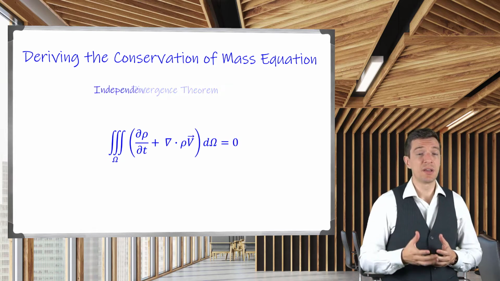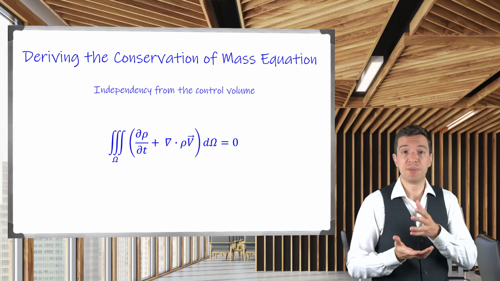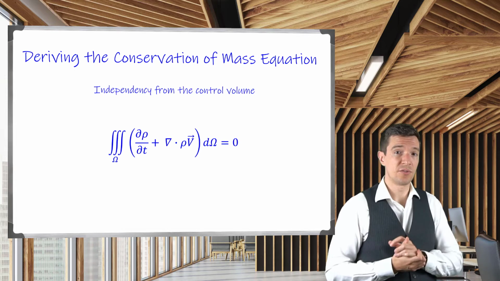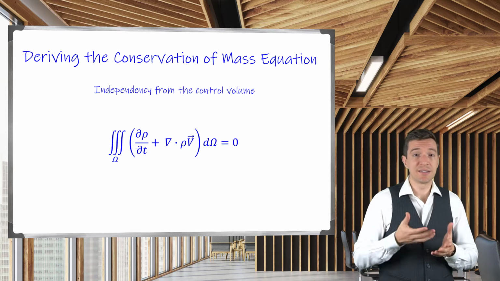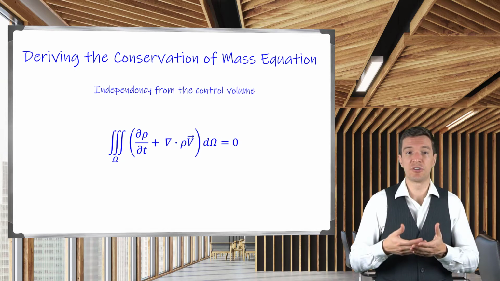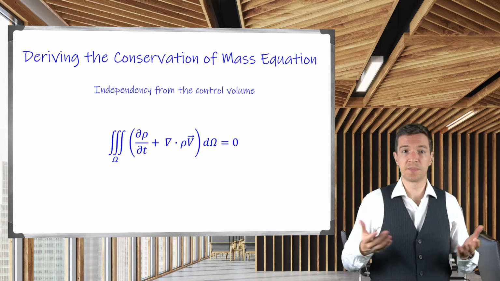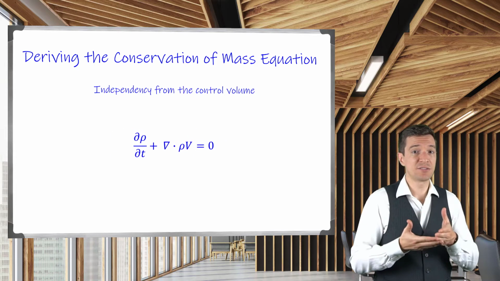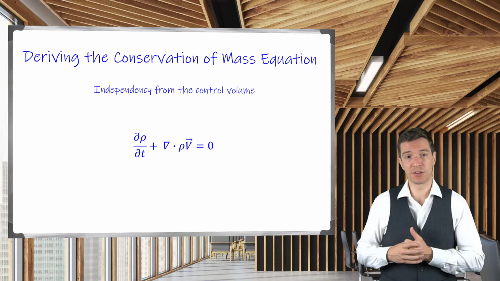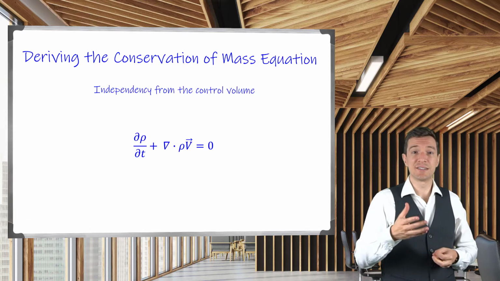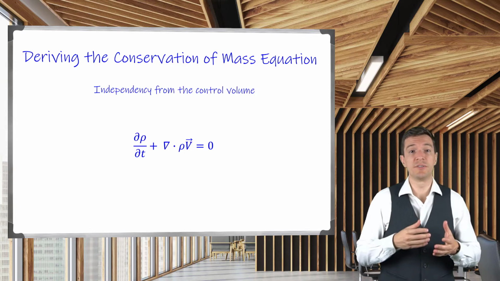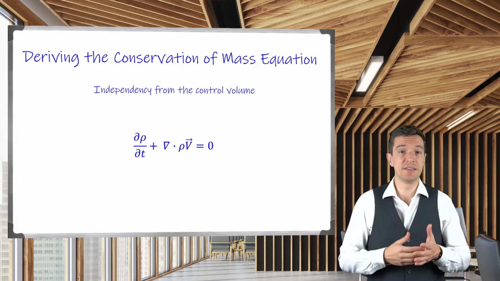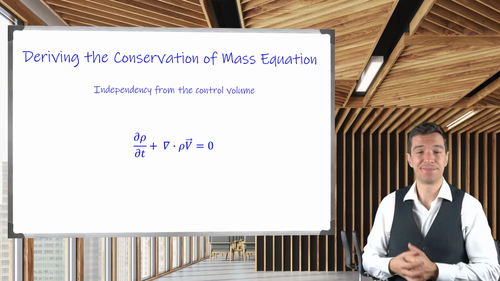The last step, we set the equation to be independent of the control volume. Since this integral is satisfied for an arbitrary volume, the integral has to be 0 to satisfy the equation. This leads to the final form of the conservation of mass in the Eulerian framework.